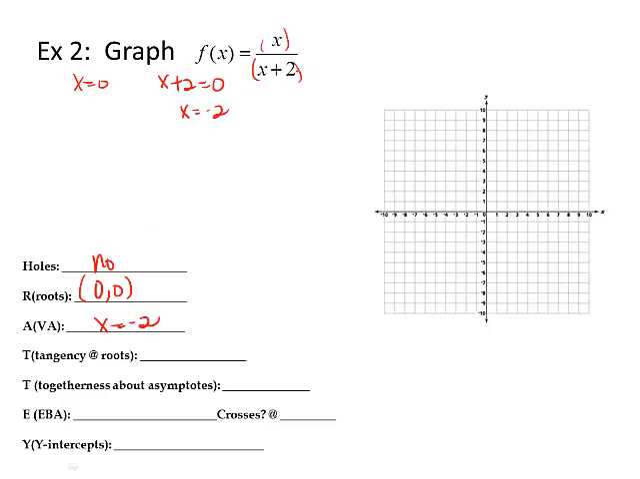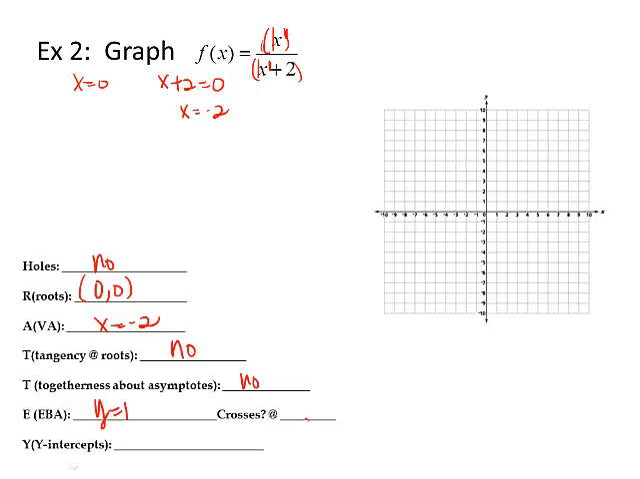Tangency at the roots: are any factors in the numerator repeated? No. Are any factors in the denominator repeated? No. End behavior: bobo, botn, or eats dc? Okay, look at the exponent. Exponent on top is 1, exponent on the bottom is 1. Well, the exponents are the same, so that's an eats dc. If I divide coefficients, 1 divided by 1 is 1, so it's y equals 1.